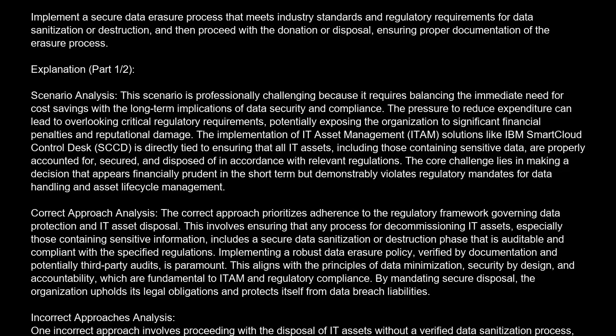The correct answer is D. Implement a secure data erasure process that meets industry standards and regulatory requirements for data sanitization or destruction, and then proceed with the donation or disposal, ensuring proper documentation of the erasure process.